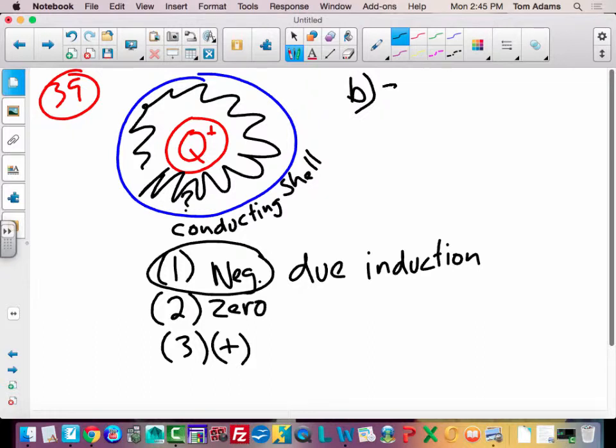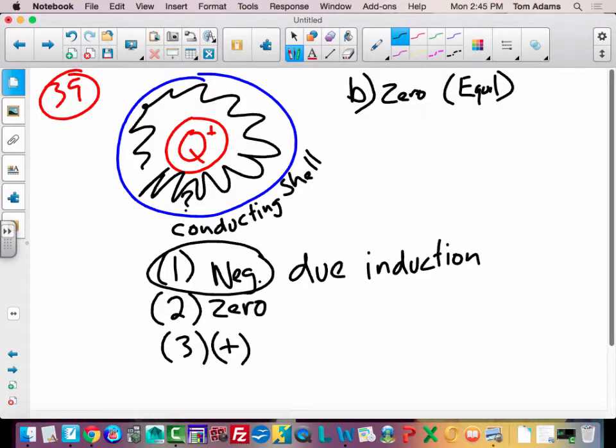Well, it should be 0, right? Since all excess charge resides on the surface of the conductor and it's at electrostatic equilibrium. Well, equilibrium means that there is an equal number of positive charges and negative charges, so the net charge should be 0.